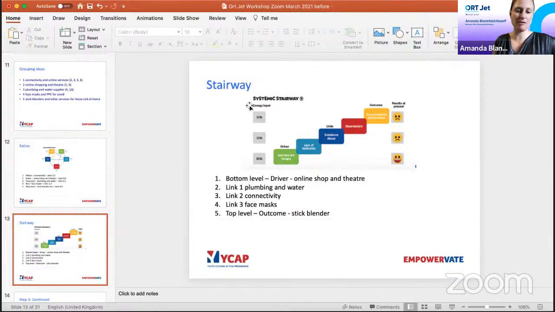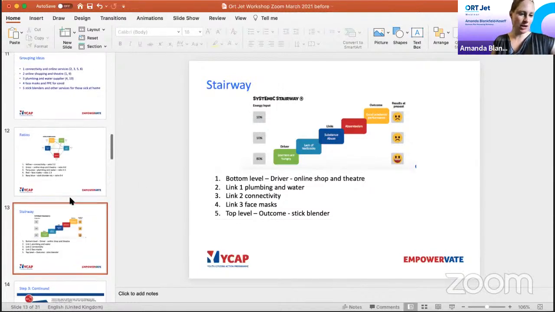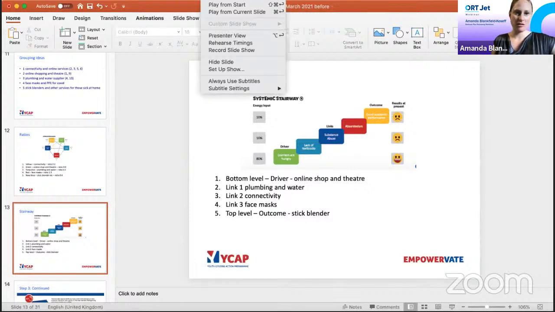Someone said, can I zoom in? If I zoom in, then I can't type. So I can zoom in for now, but then I'll have to go back. I'll have to start again to type anything.